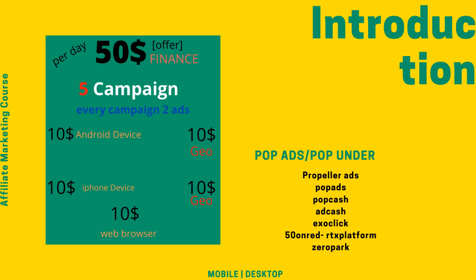So $50 per day, per offer is what I divide, and then I create 5 campaigns under it, and the targeting in each campaign is different. And in each campaign, I have a minimum of 2 ads. That's a minimum. Okay, it's always extended by 3 or 4, and then 2 different ads with 2 different images. This is what I do.